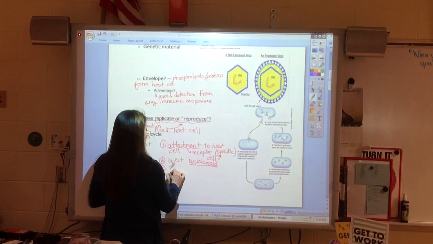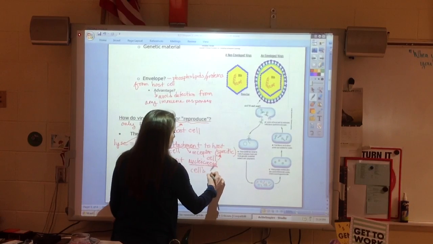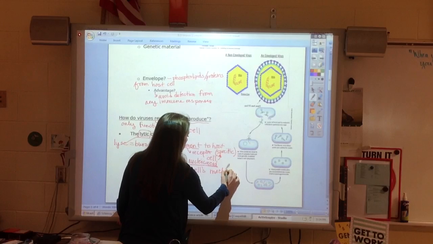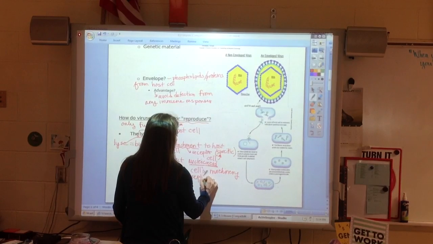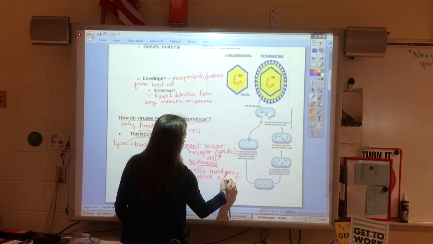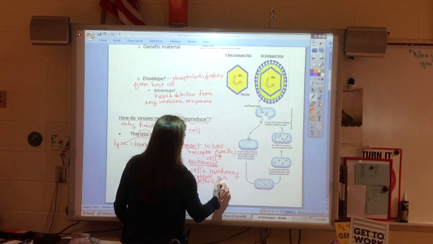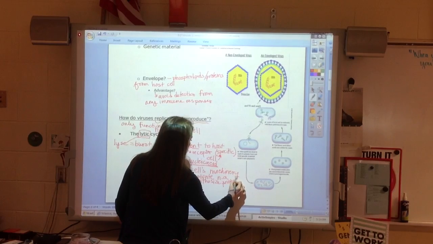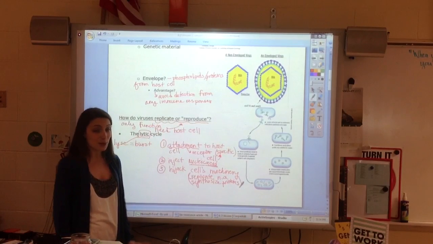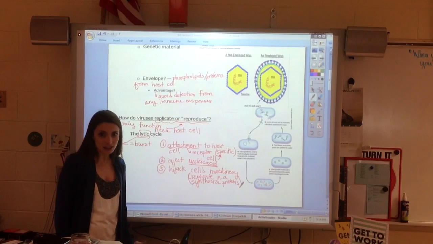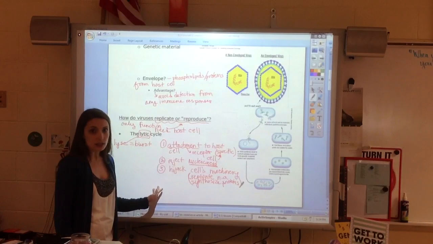It's going to hijack the cell's machinery to replicate its nucleic acid, and synthesize proteins. So that is really the third step. Now keep in mind, these are very simplified steps. It is not quite this straightforward, but these are the main processes that we see.